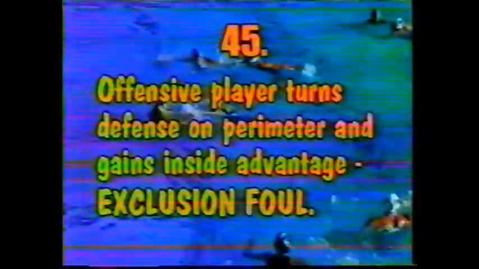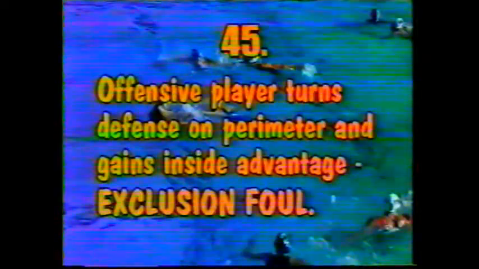Offensive player turns defense on perimeter and gains inside advantage. Exclusion foul. In the slow motion, you can see the defender holding after the turn, resulting in the exclusion.